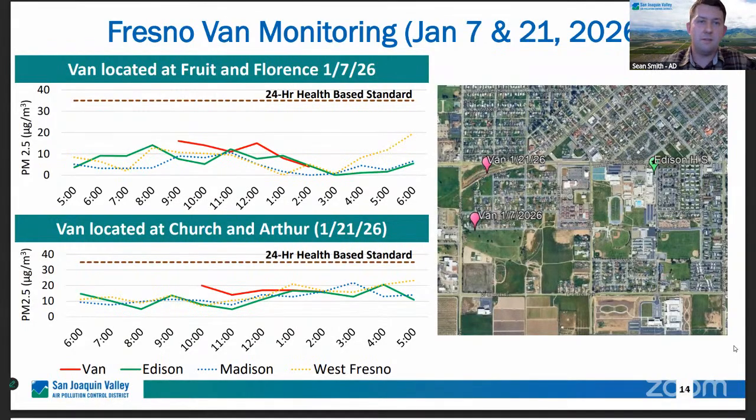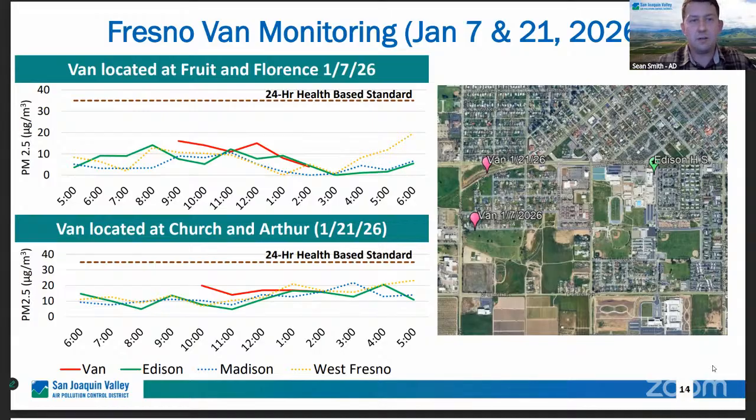So as promised, at the request of the CSC, we went out and took the van to do van monitoring, and we went west of the Edison High School stationary monitor. The first time we monitored was approximately at Florence and Fruit Avenue, on January 1st near Hyde Park, which is the green area near the middle, on the left side of the satellite image here. So we took the van and monitored for 7 hours.